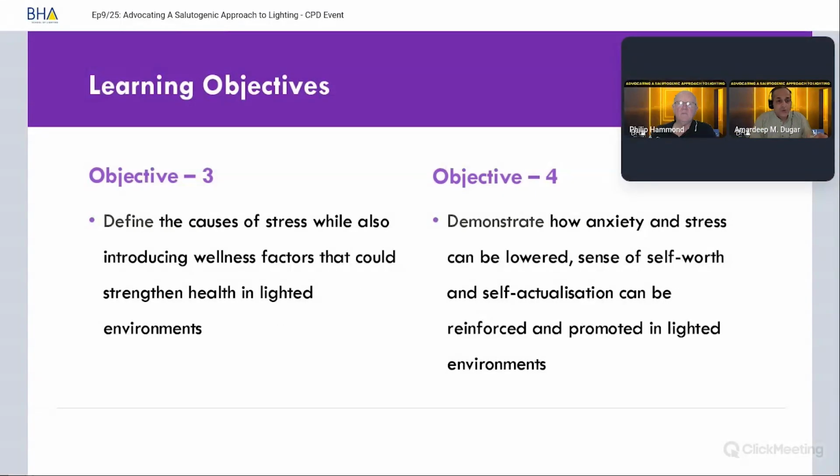Then we'll discuss the causes of stress, and we'll introduce some wellness factors that could strengthen the concept of health in lighted environments. And finally, the fourth objective is to demonstrate how anxiety and stress can be lowered, and how this whole sense of self-worth and self-actualization can be reinforced and promoted through lighting environments. Because when we talk about wellness, a lot of times we only think about health, but health encompasses so many different aspects of our daily lifestyle, and we'll understand this in the presentation that I'm going to put forward here.